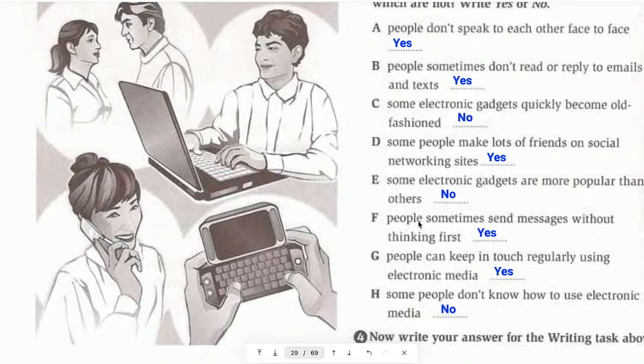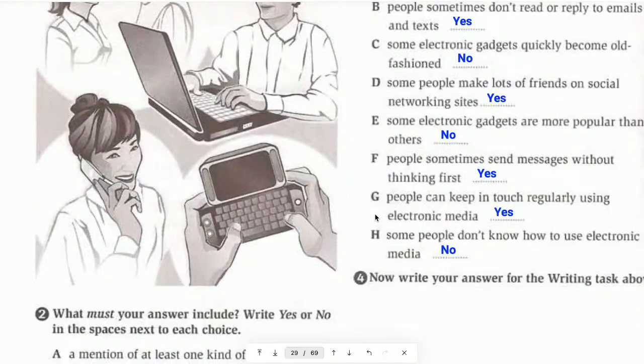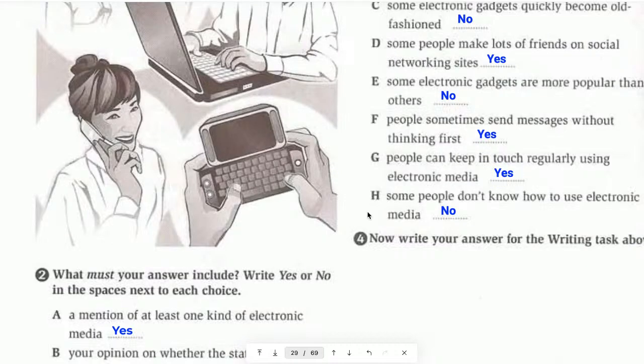F. People sometimes send messages without thinking first. Yes. Yeah, people sometimes send messages without thinking first. Yes, yes. Now we are talking about the way of using electronic media here. Okay. G. Yeah. Yes or no? Yes. Okay. People can keep in touch regularly using electronic media. Yes. Yeah. We can write about it. H.